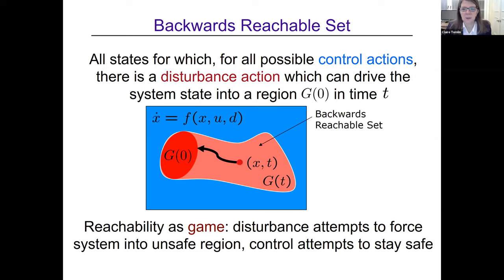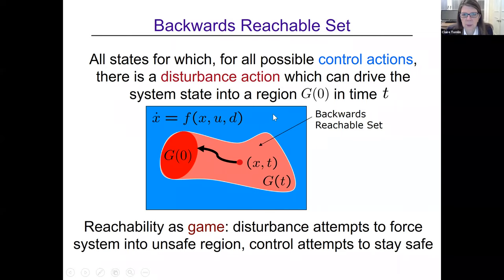We don't know if they will. In this case, if the disturbance doesn't play its worst action, the system may stay safe, but we don't know because we don't have a model of the disturbance except for possibly some bounds on the disturbance. So in the model checking community, my group and I have been developing this method for computing reachable sets by using optimal control and game theory. We have these two players, a control and a disturbance, playing against each other, so that the control input is always doing its best to keep the system safe.